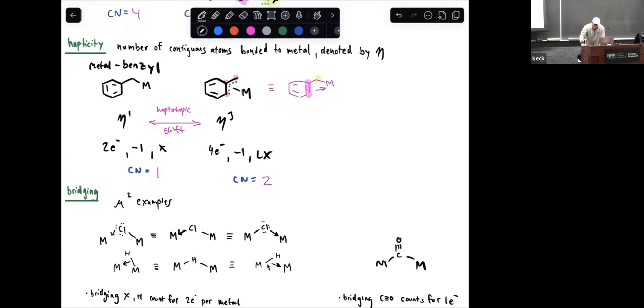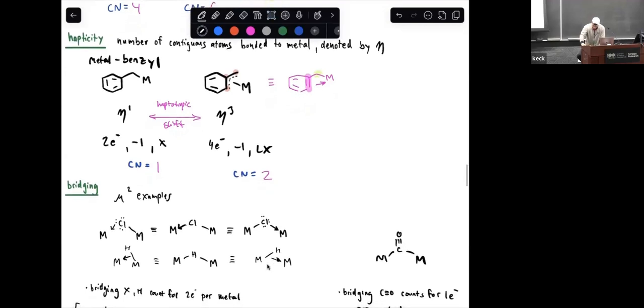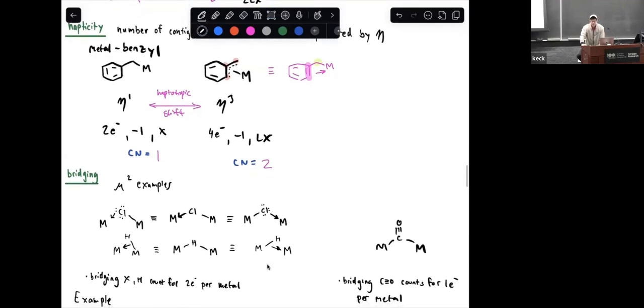So last time I mentioned we left off with hapticity, this ability of a given ligand to adopt different coordination modes where contiguous atoms are coordinated and able to donate a different number of electrons. I have a question. Yes. Sorry, how is hapticity actually counted? Is it like from a crystal structure or experimentally?